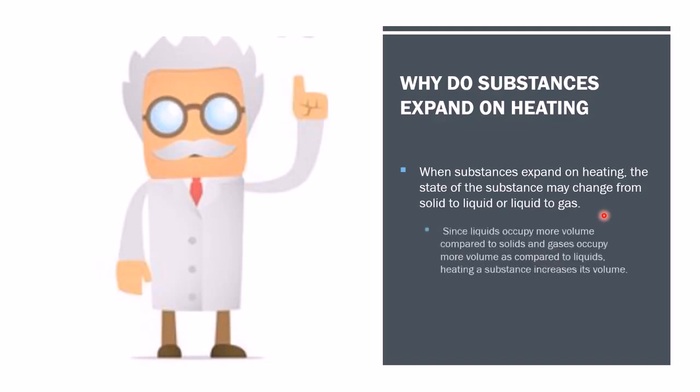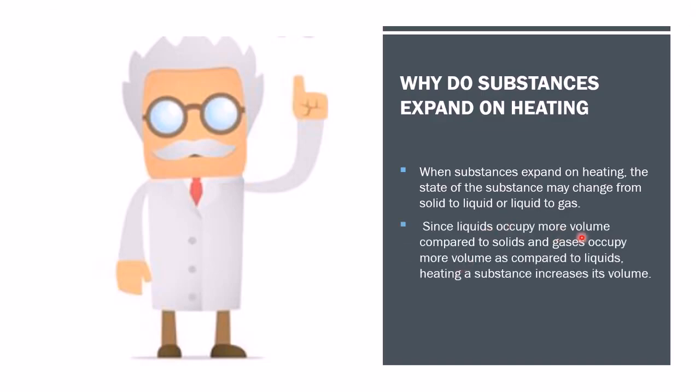Okay, so it happens like this. Since liquid occupies more volume compared to solid, and gases occupy more volume as compared to liquids. So over here, I can tell you that liquids occupy more volume compared to solids. Okay, liquids have more volume than solids. Gases have more volume than liquids. So first is gas, then comes liquid, and then solid, right? Then heating a substance increases its volume.